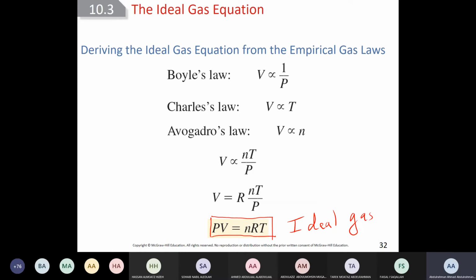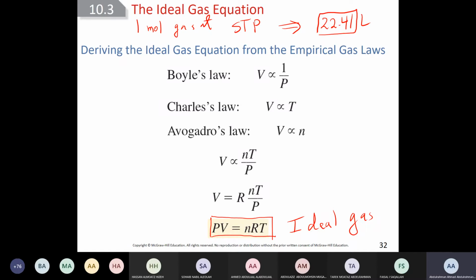And I also told you, 1 mole of gas at STP gives you how many liters? 22.4. I want you to memorize this number, 22.4 liters.